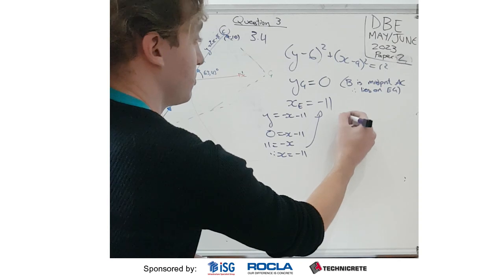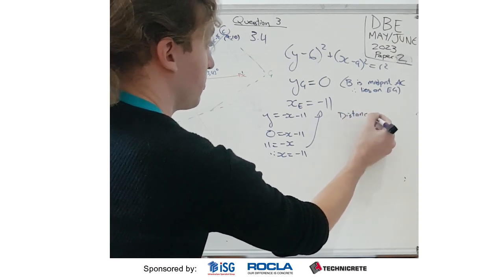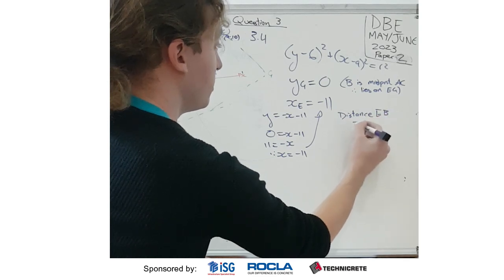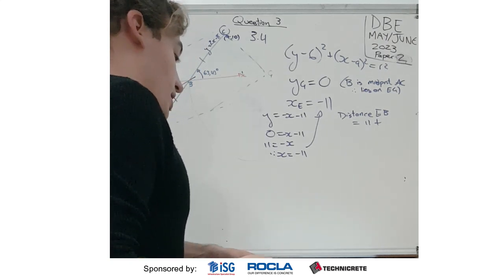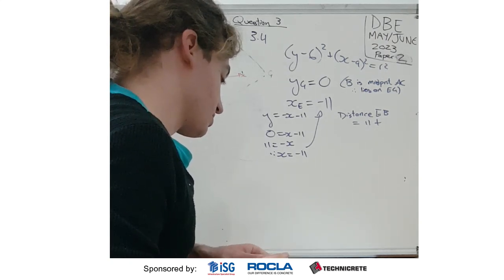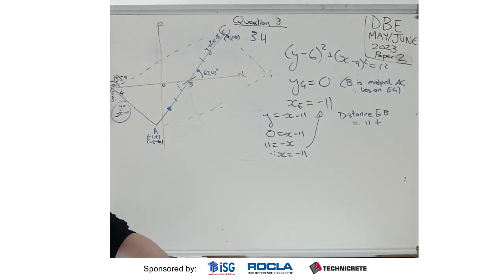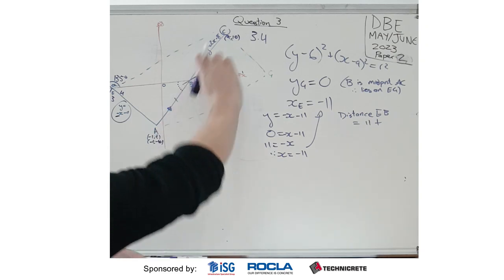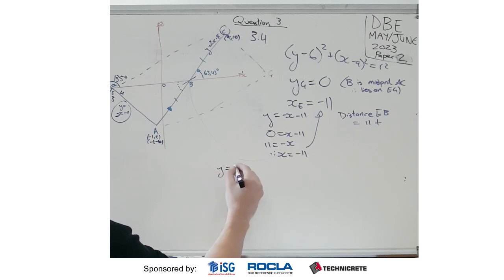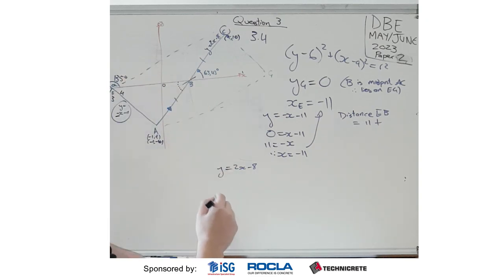Right, so the distance of EB is equal to 11 plus whatever the x value of B is, and I think that is easy to work out. So B lies on this line that we have the equation for, right? y equals 2x minus 8. Like E, the y value here should be 0. So 0 equals 2x minus 8. That means 8 equals 2x, that means 4 equals x. Right, so B's x value is 4.